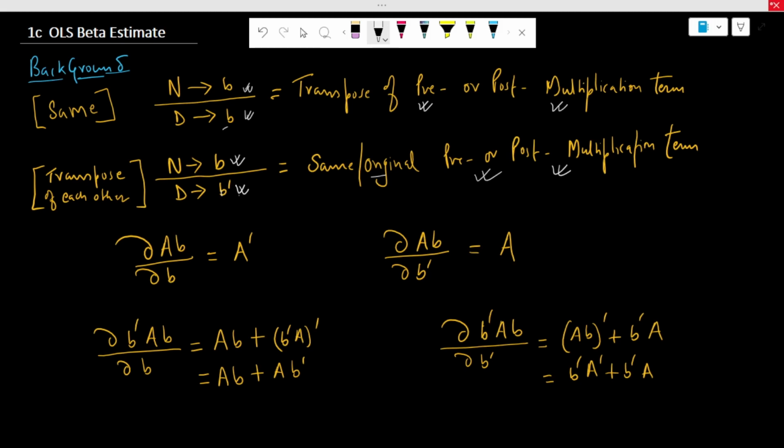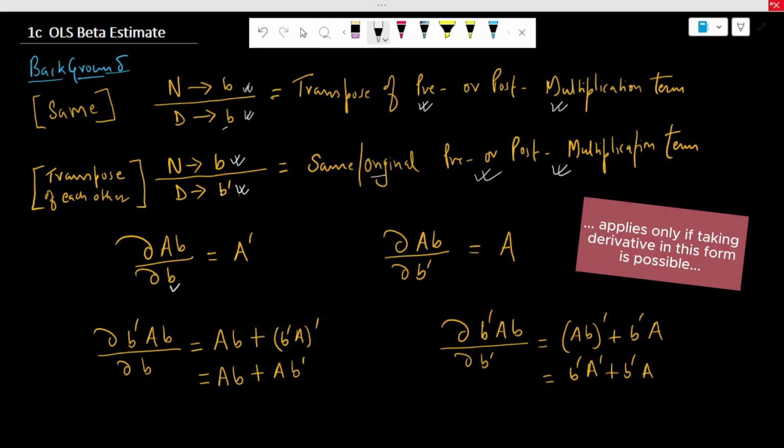For example, here we are taking the derivative with respect to vector beta, and in the numerator and denominator they are the same. That is why we take the transpose of this pre-multiplication term, that is matrix A. Similarly, in this example, if we compare the vectors in the numerator and denominator, they are transposed to each other. That is why we take the pre-multiplication or post-multiplication term in its original form without any changes.